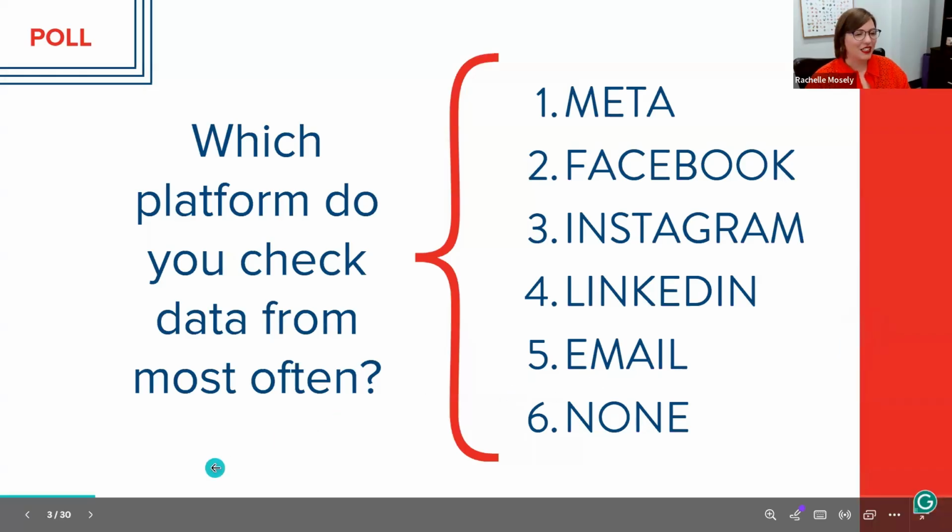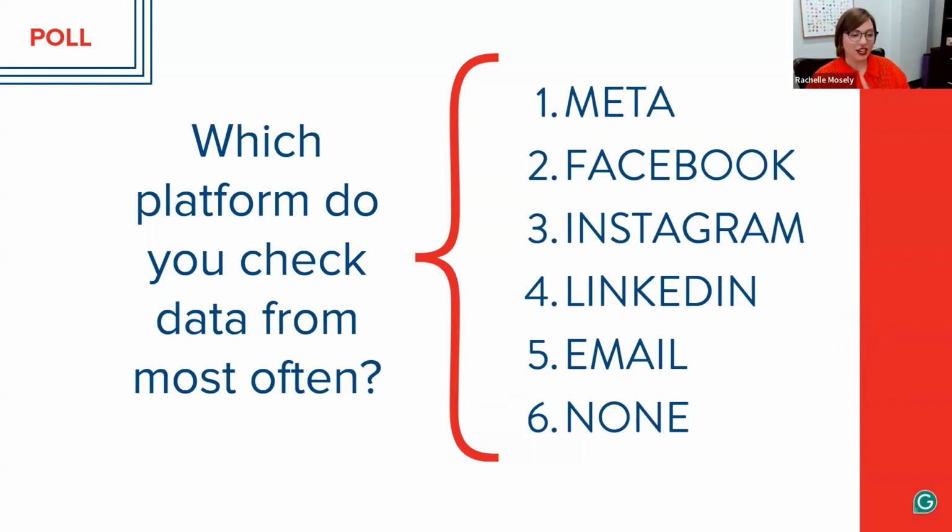All right. So first, I just have a quick poll, and you can put in the chat. Which platform do you check data from most often? So there's Meta, which is a combo of Facebook and Instagram. Maybe you just do one or the other. There's also LinkedIn, email, none, or if there's something else, you can put whatever else that might be in the chat. And Meta, I imagine, is probably the number one thing we check. Yes, that's definitely the easiest and the most accessible.